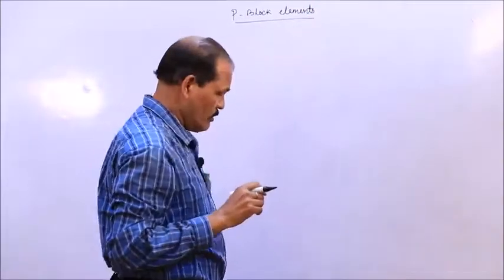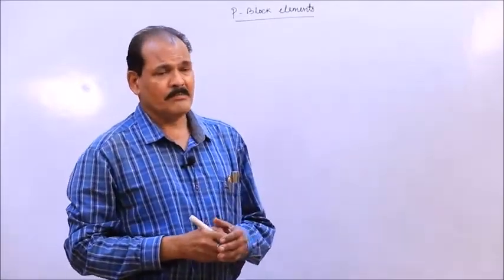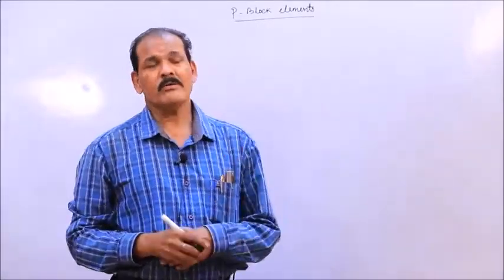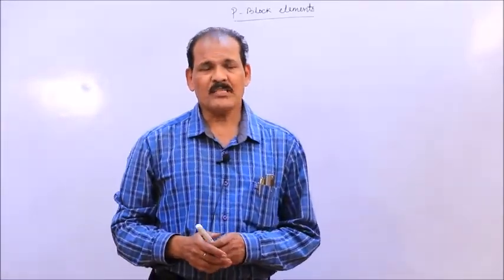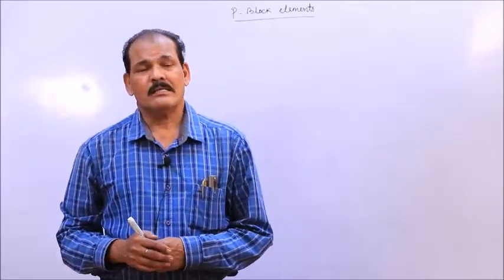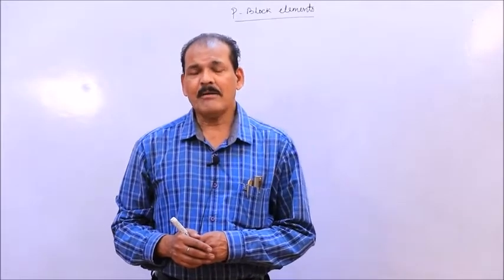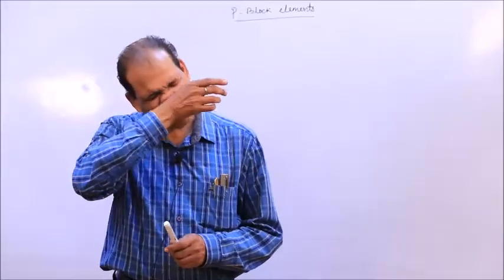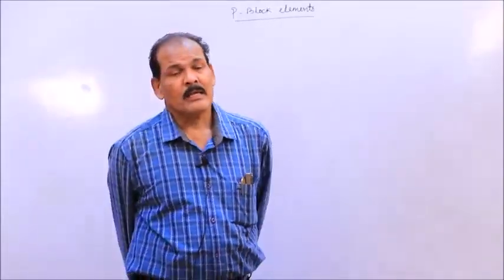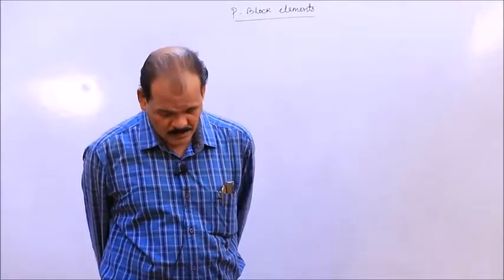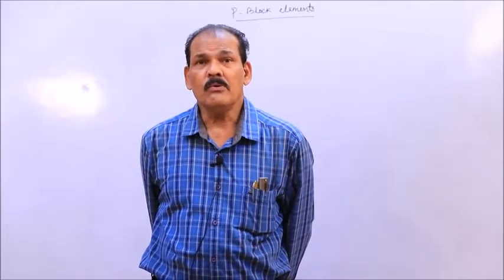As we have already discussed, the periodic table has been divided into S block, P block, D block and F block elements. So first two groups are S block elements, then with a gap of 10, that is D block elements, next we come across the P block elements, that is from 13 to 18.